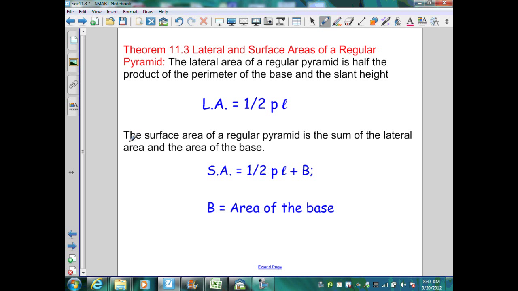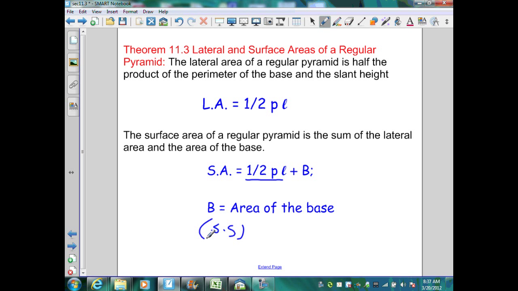The surface area of a regular pyramid is the sum of the lateral area and the area of the base. Therefore, the surface area is the lateral area, which is identified above, plus the area of the base, which is identified as B. B equals the area of the base, which we know would be s times s on the previous page.